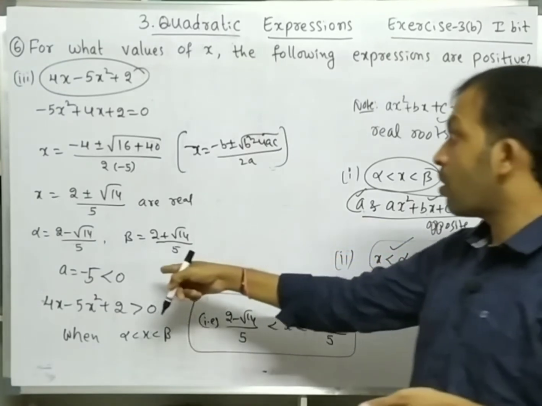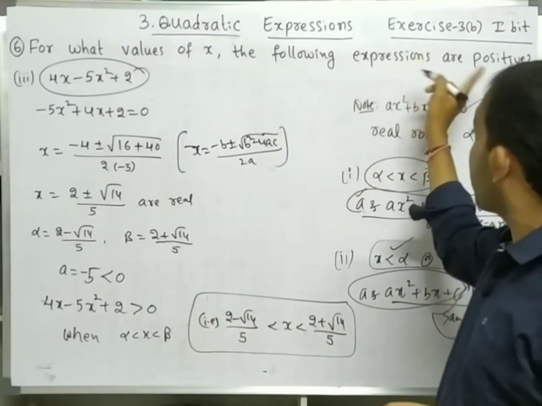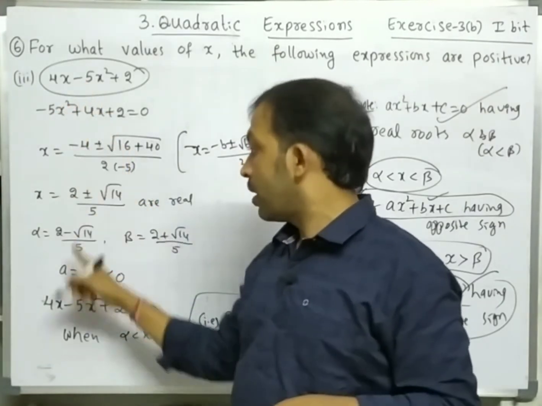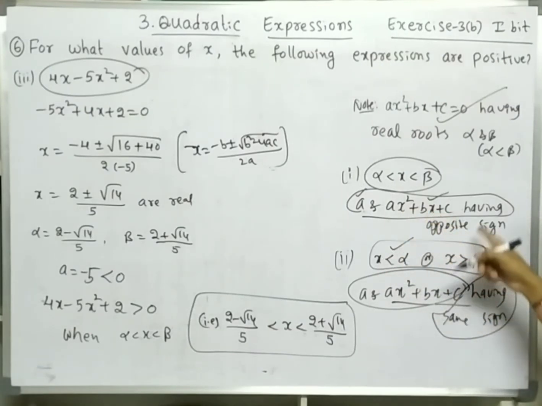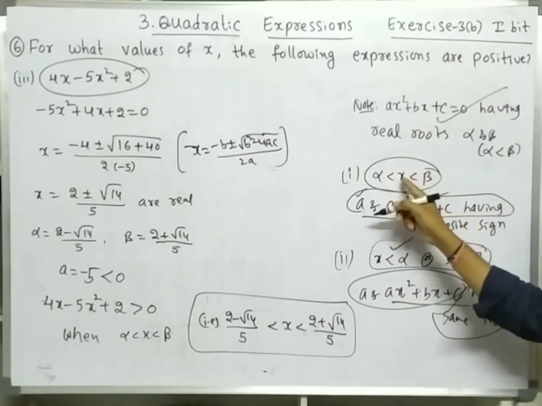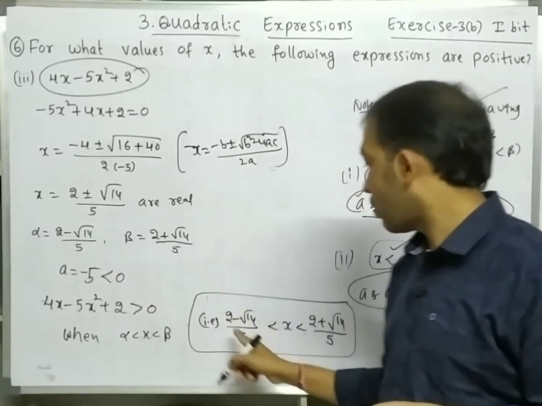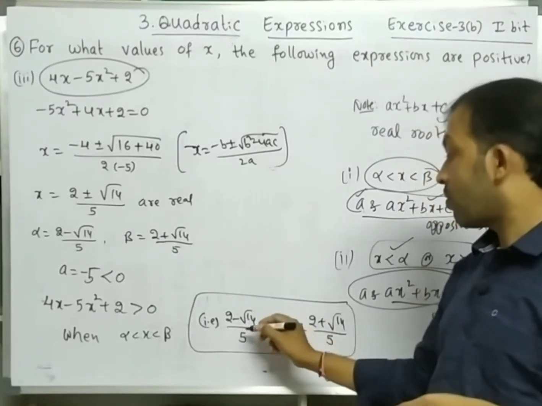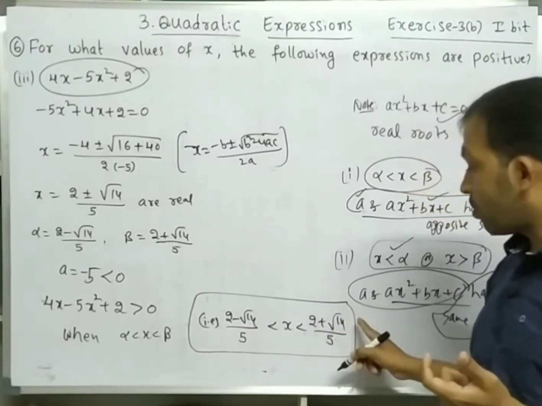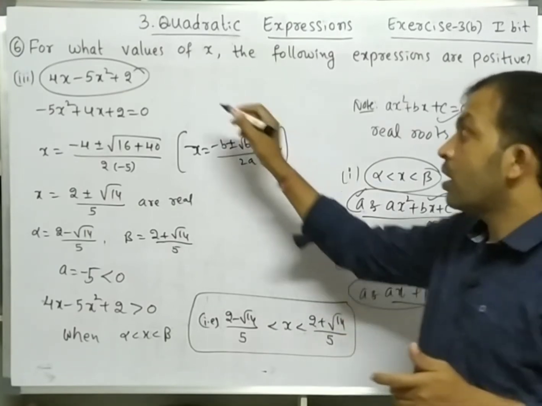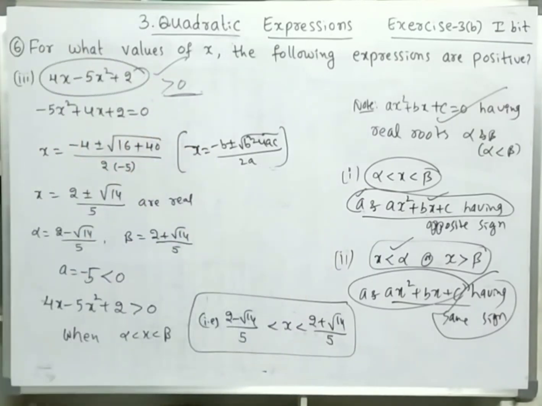Now in the third problem, as we got a is negative, but in the question they asked when the quadratic expression is positive. A is negative, quadratic expression must and should be positive. So that means both are having different sign. When is it possible? When x lies between alpha and beta. So that means x lies between alpha, smaller one, and beta, bigger one. So for the values which lie between 2 minus root 14 by 5 and 2 plus root 14 by 5, for those values only this is positive. Okay, so the property is important.